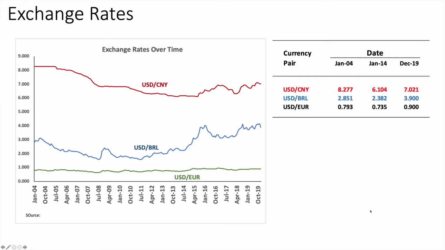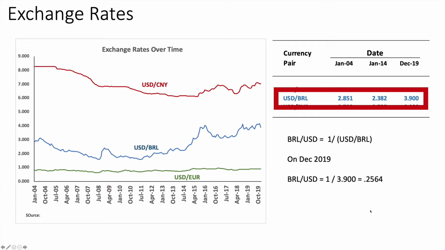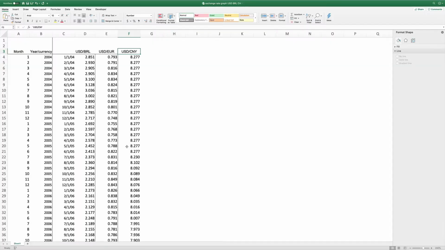You'll notice that we do not have the Brazilian real to US dollar currency given here in this graph or in the table above, but we have enough information to calculate it with these 3 exchange rate pairs. If we want to find it, let's do it for December 2019, we take the reciprocal of that. 1 divided by 3.90 is 2.2564 for Brazilian real to US dollar. We can use this relationship to calculate a Brazilian real to US dollar series.